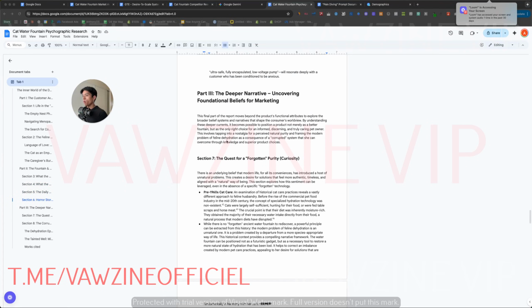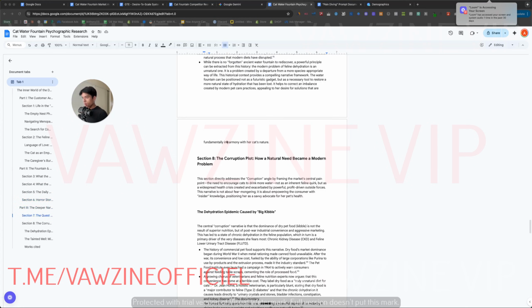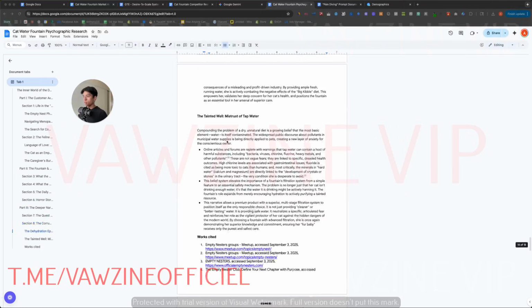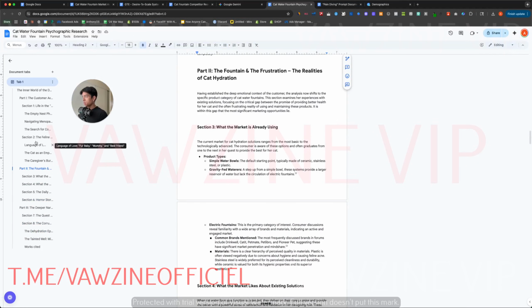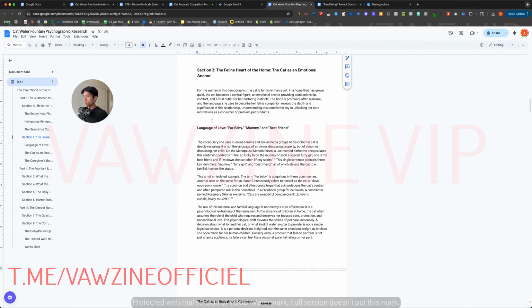What you want to do is focus on really getting to the bottom of what their specific beliefs and desires are. So less so about the actual fountains themselves, but section 2 is a really good example of all of the information that's going to be extremely relevant to you as you're writing copy. So here you can see the language of love that these customers are using. So how they describe their cats.